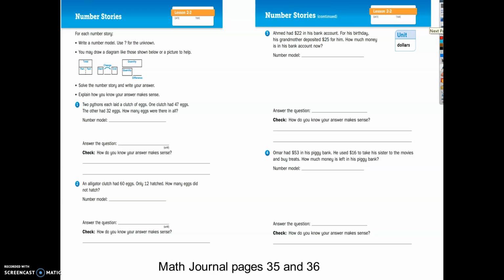Your math journal, pages 35 and 36, they give you the diagrams up here. Read through the problems. Think about what you know. What does the problem tell you? And decide which one of these diagrams will be your best. Let's do the first one together. 2 pythons each laid a clutch of eggs. One clutch had 47. The other one had 32. How many were there in all?